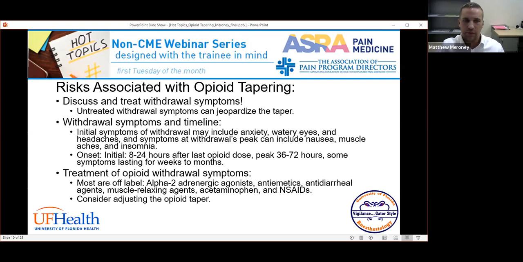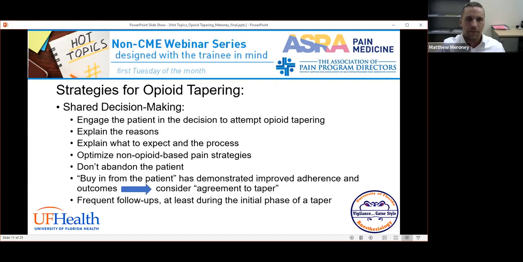There are some medications that you can consider using: the alpha-2 adrenergic agonists, which you can give PRN, antiemetics, antidiarrheal agents, muscle relaxants, and obviously over-the-counter medications. Touch base with the patient, making sure they at least have an idea that you're listening and you care, and if you have to slow it down, that's something worth considering. There's a lot of data showing that you really want buy-in from the patient, or it's potentially not going to go as well. So explain the reasons, point out the positives and what to expect. They're obviously going to be concerned about pain control, so point out strategies, other medications, and other ways of dealing with that.